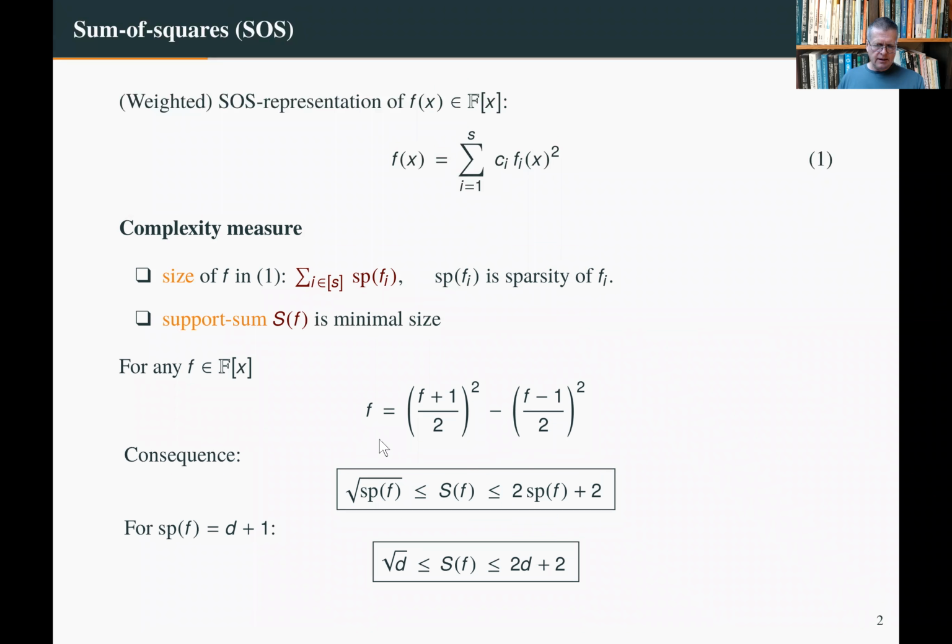In the examples we consider, we usually have the case that the sparsity is d plus 1, which means it's full sparsity. Every coefficient is non-zero. And then you can translate these bounds here into square root d as a lower bound and 2d plus 2 as an upper bound.